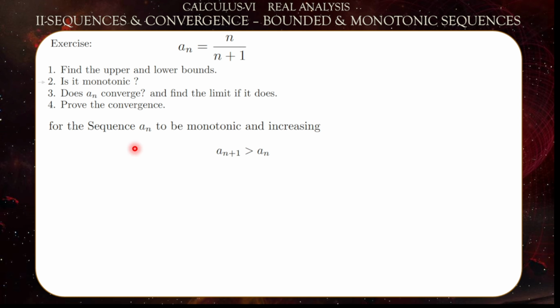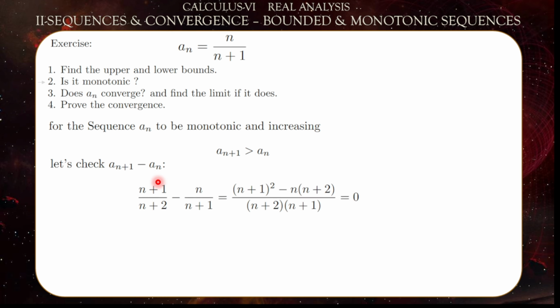For the sequence a_n to be monotonic and increasing, a_(n+1) should be greater than a_n. So we need to check a_(n+1) minus a_n. So instead of n, you replace it by n plus 1. You get n plus 1 divided by n plus 1 plus 1, which is n plus 2, minus n divided by n plus 1, which is a_n, equal to (n plus 1) squared minus n squared minus 2n, divided by n plus 2 times n plus 1.